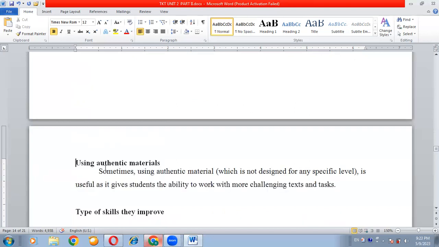Using authentic materials. Sometimes we use authentic materials which are not designed for a specific level. It's useful for us, because it gives students the ability to work with more challenging texts and tasks. Real texts used in real situations are what we call authentic materials. As I explained earlier, when used in the classroom they are a bit more challenging text and tasks. It's good for the students so they can understand the real situations. This is the language they use in real situations.